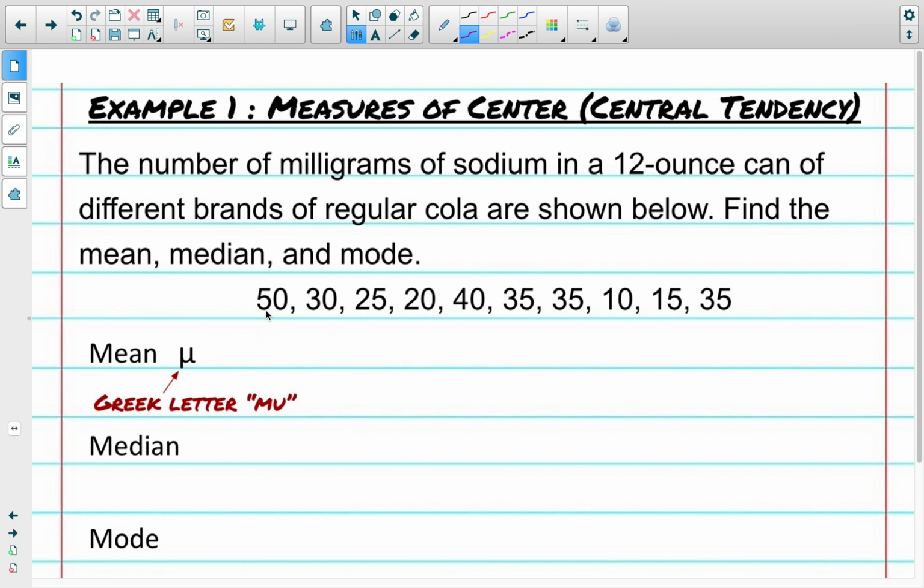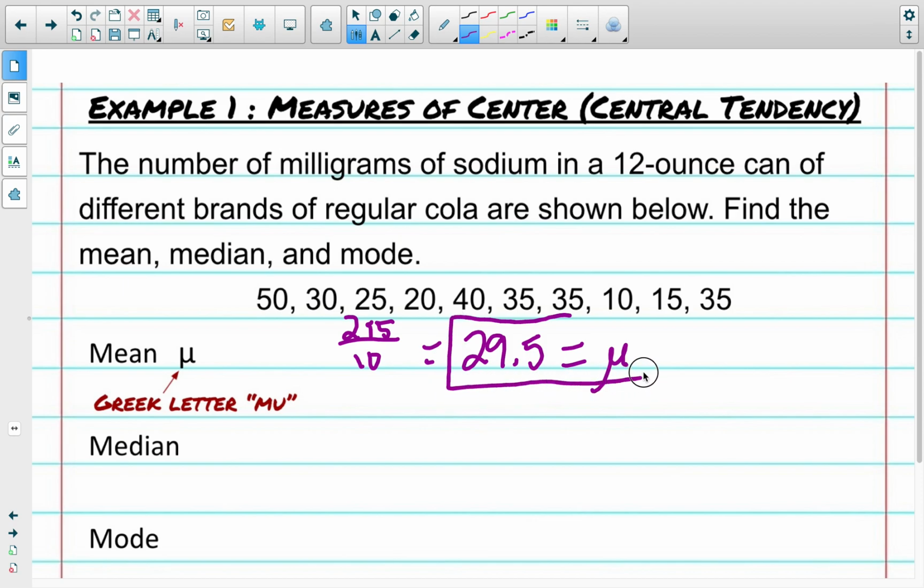To calculate the mean, we just add them all up and then divide by the number of numbers in the data set. There are 10 here. We add them up to get 295. 295 divided by 10 tells us that the mean is 29.5. This is the Greek letter mu, a little u with a teardrop on it, and that is a statistical variable. That's the way we represent the mean, with that Greek letter.